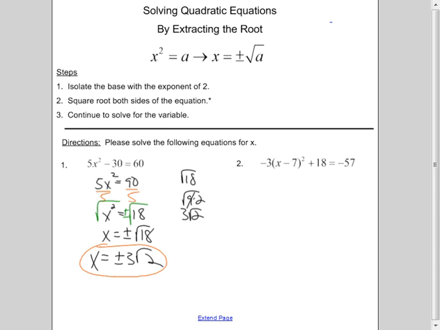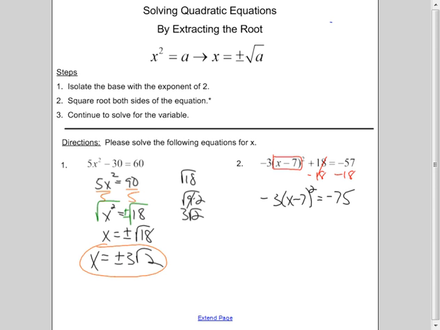7 squared plus 18 equals negative 57, I notice here that the base with the exponent of 2 is a binomial here. It's x minus 7, so when I go to look to isolate the base with the exponent of 2, I try to get that isolated by itself just to start. And to do that, I'm going to subtract 18 from both sides. Okay, and that's going to give me negative 3 times quantity of x minus 7 squared equals negative 75.